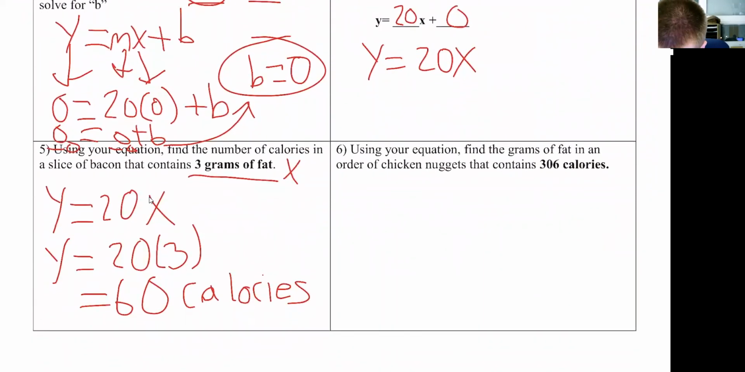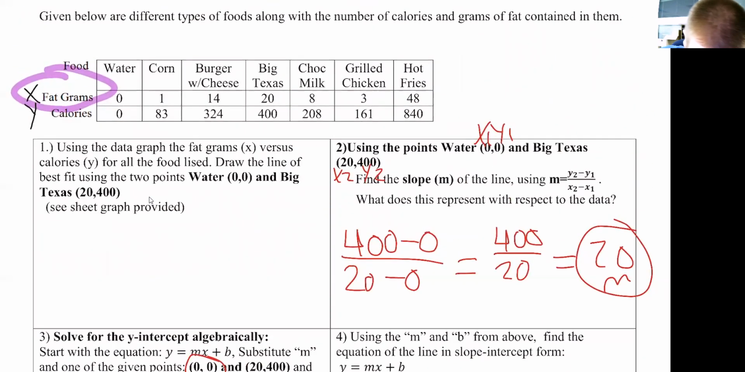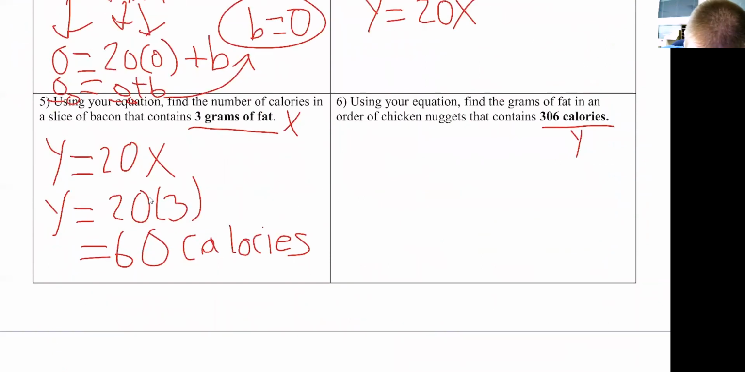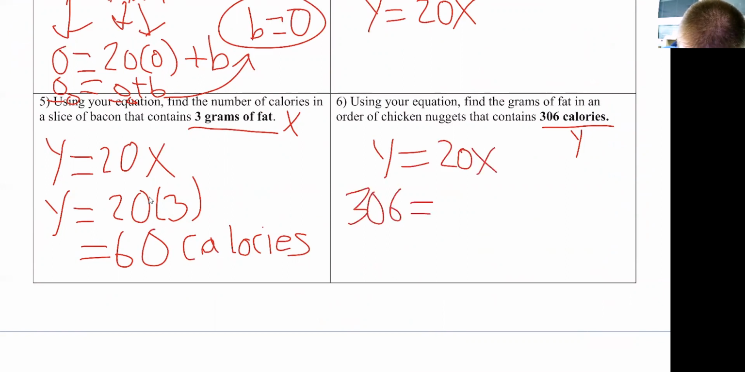Using your equation, number 6 says, find the grams of fat in an order of chicken nuggets that contains 306 calories. So this is a y value. If you remember looking up here, calories is a y value. So we're going to use the same equation, y equals 20x. My bad. And we're going to plug in 306 for y, though, and we're going to solve for x. That will tell us the number of fat grams.